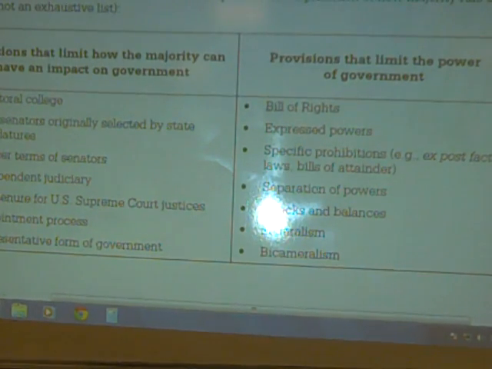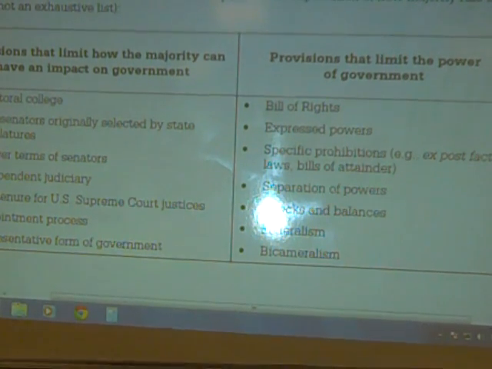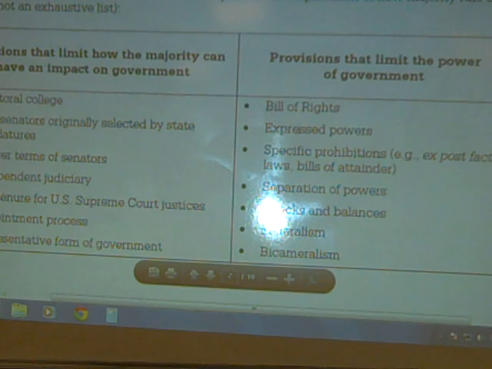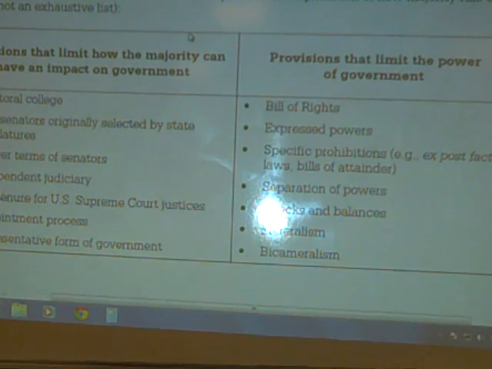You get 1 point for each of 2 explanations. Notice this is the rubric they handed to the graders, and they said each explanation must show how it limits majority rule. You can't just say, oh, the Electoral College. Well, how does that limit majority rule? Oh, the Bill of Rights. How does that limit majority rule? You've got to say how.